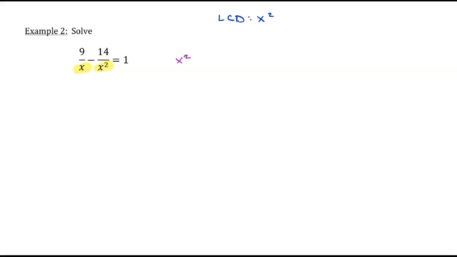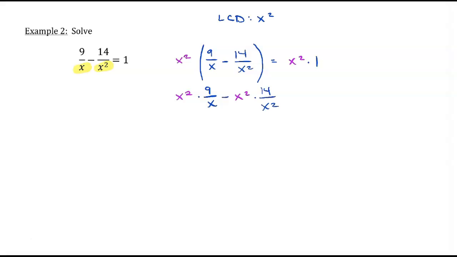We'll have x squared times 9 over x minus 14 over x squared equals x squared times 1. Distributing, we have x squared times 9 over x minus x squared times 14 over x squared. Simplifying, we expect to clear both of our denominators. With x squared times 9 over x, we can simplify one copy of x in the denominator with one copy of x in the numerator. And with x squared times 14 over x squared, we can simply cancel out x squared with x squared to become a factor of 1.